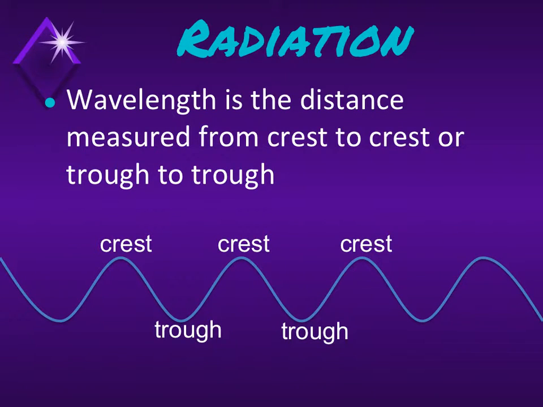Okay, so on your diagram, you're going to want to also notice one other thing that's called the wavelength. The wavelength is the distance that's measured from crest to crest or from trough to trough. So what you do is you measure from the exact point on one crest to the exact point on the next crest, and that gives you one wavelength. You could also measure from the trough to the trough. That would be a wavelength too. It's just easiest to go from crest to crest.